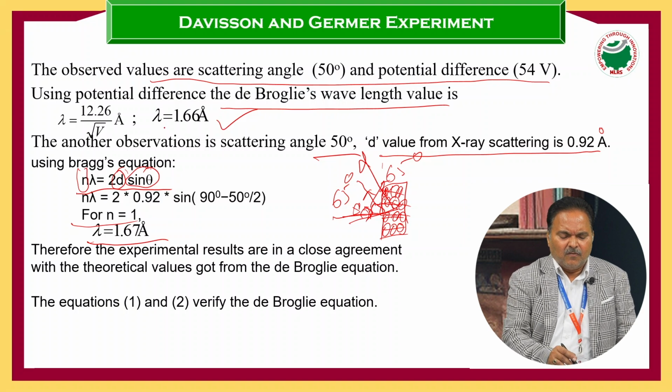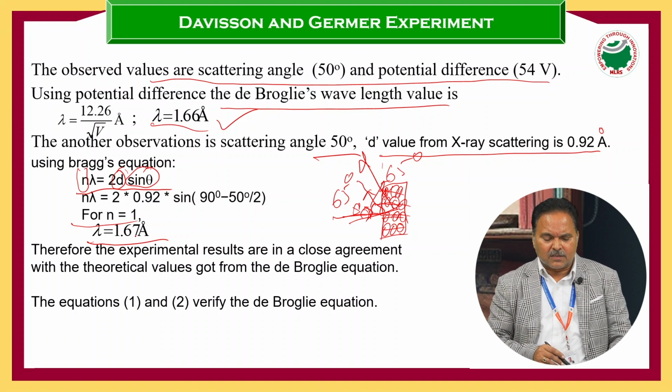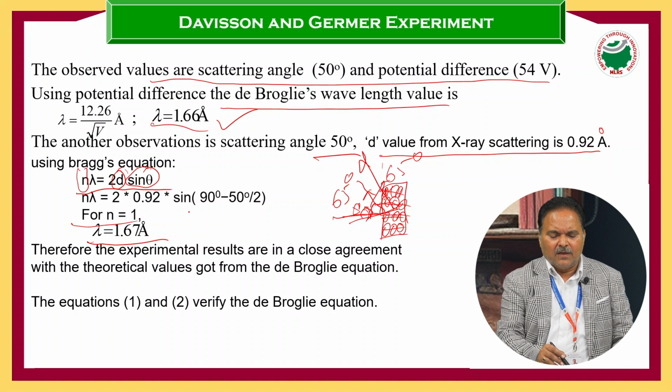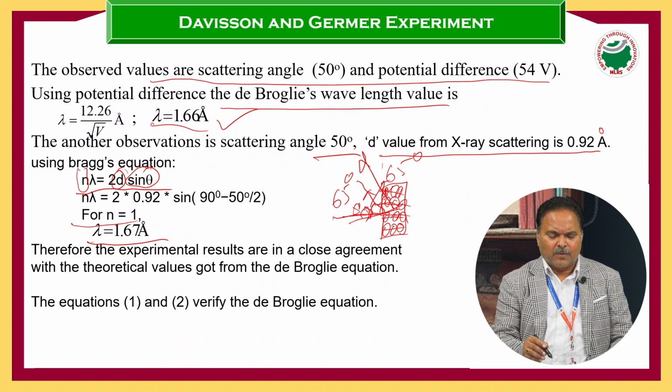So you can see with these two observations, one is 1.66 angstroms, another one is 1.67 angstroms. These two are close together. That's why they say the de Broglie hypothesis was proved experimentally by the Davisson and Germer experiment. This is the first experimental proof of the de Broglie hypothesis.